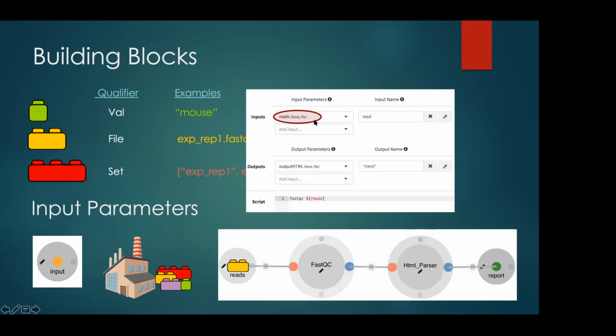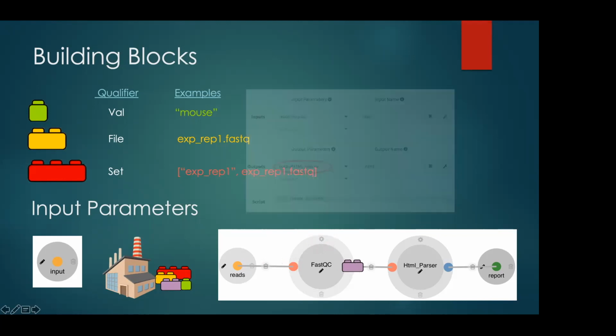Since we define this reads in a file format over here, DolphinNext knows that it needs to create a file block to supply this node. So it creates this file block and sends it to the FastQC process. And now FastQC executes the process and creates another file block, for example. And then we can transfer this one to another process, and it will create another block, which might be a set block. So we are specifying these blocks by using these qualifiers.